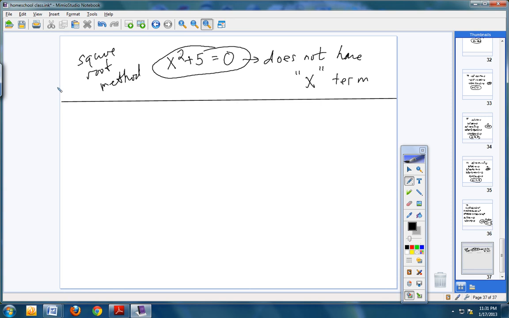Step 2, make sure there is no x term. If there is an x term, then you cannot use the square root method. You'll have to use another method, like factoring, like we just learned. Step 3, isolate the x squared term. Step 4, take the square root of both sides. Be sure and put a plus minus in front of the radical. Okay, let's get after it. I'm going to walk you through this step by step by step. So here we go.